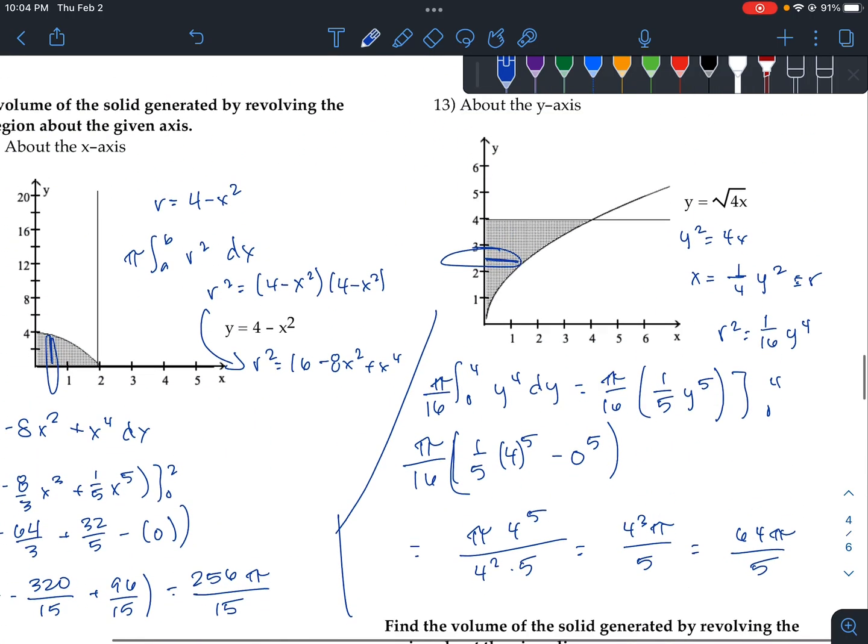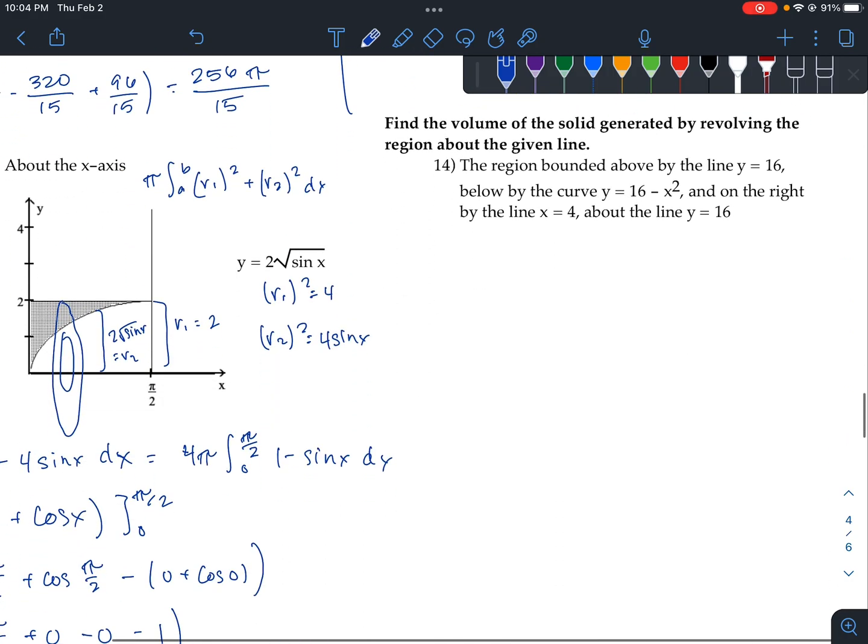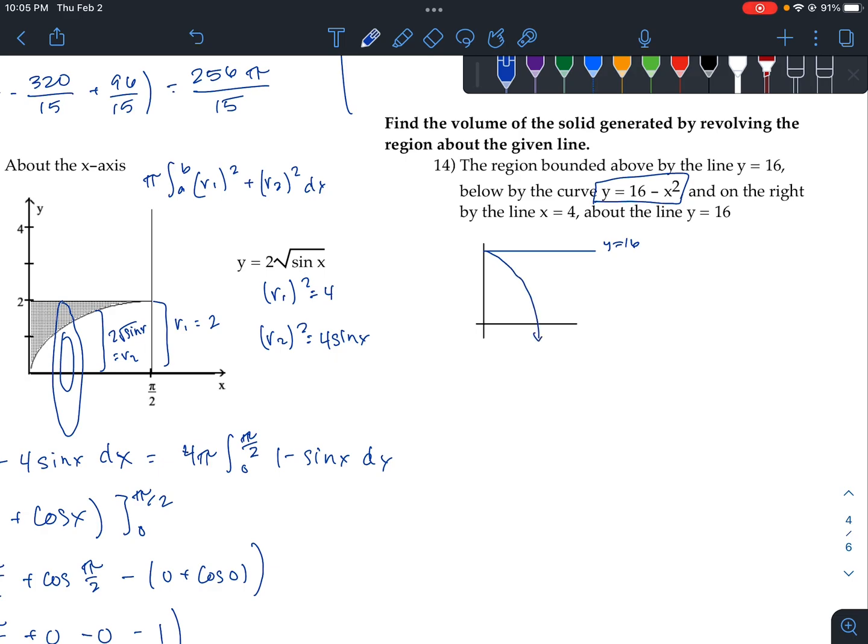Again, that one's not a very bad anti-differentiation one to do by hand. Find the volume of the solid generated by revolving the region about the given line. So the region bounded above by the line, we're going to need to draw this ourselves. So the line y is equal to 16, below by the curve y is equal to 16 minus, so it's an upside down parabola with vertex up at 16. It's going to look like that right there. So this is y is equal to 16 minus x squared.